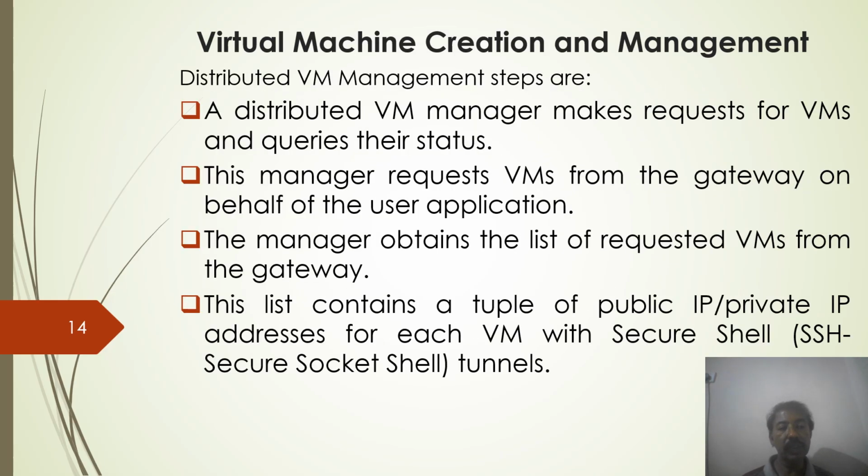The distributed VM management steps are: first, a distributed VM manager makes requests for VMs and queries their status. This manager requests VMs from the gateway on behalf of the user application. The manager obtains the list of requested VMs from the gateway. This list contains a tuple of public or private IP address for each VM with the SSH, secure socket shell, tunnels.